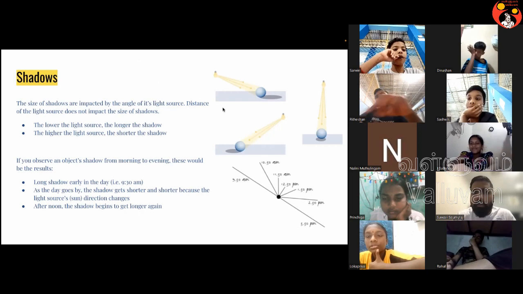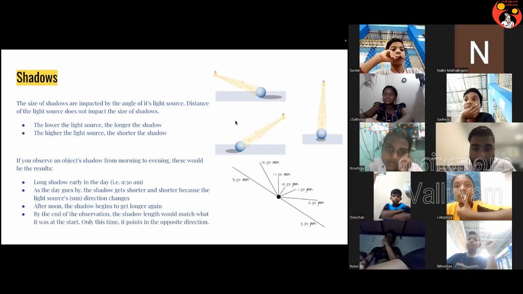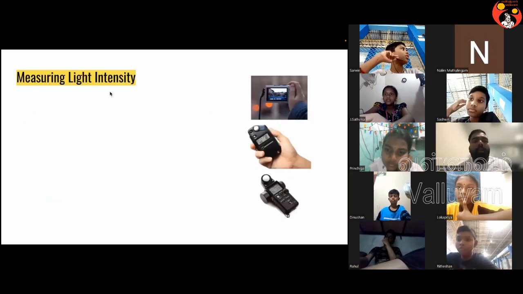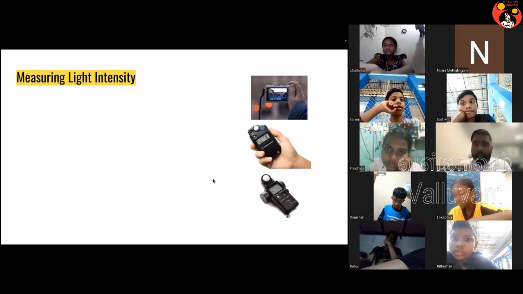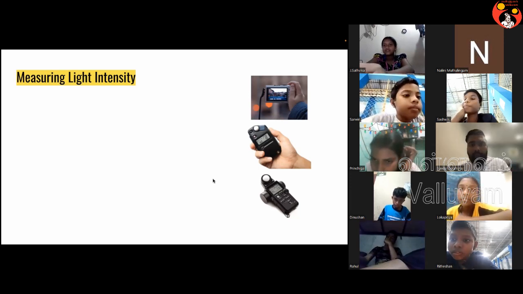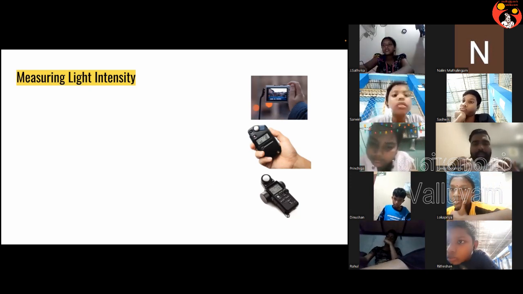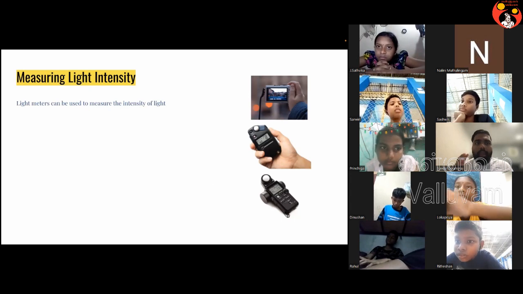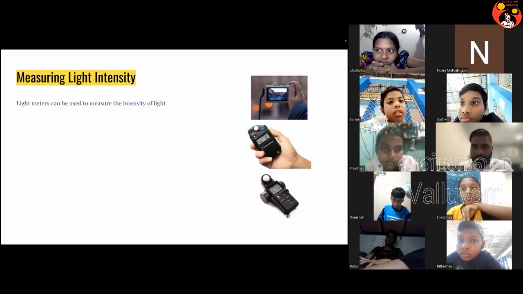So it would go east to west. All right. Now, let's go here. Now, measuring light intensity. Sarwin, sorry, I see your hand up. Is that from before or you have another? Cool. Now, there is a way, or there are a few ways for us to measure the intensity of light, the power of light. And that can be done through the use of something called light meters.